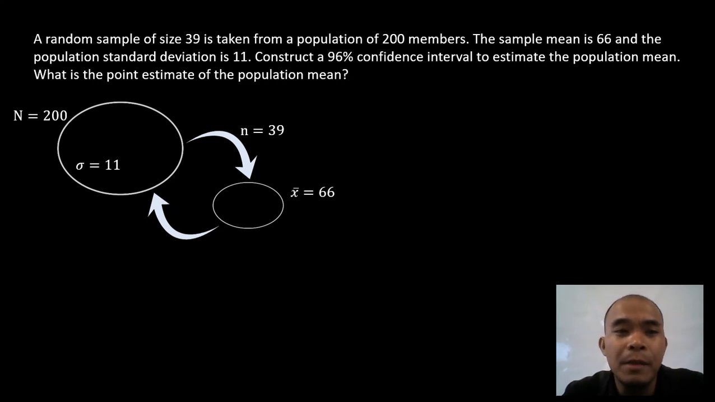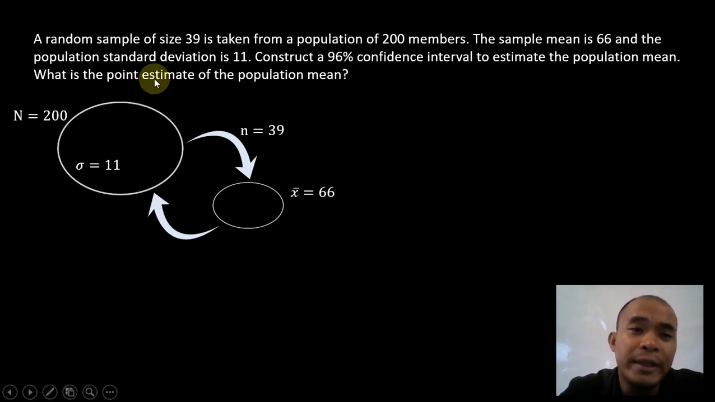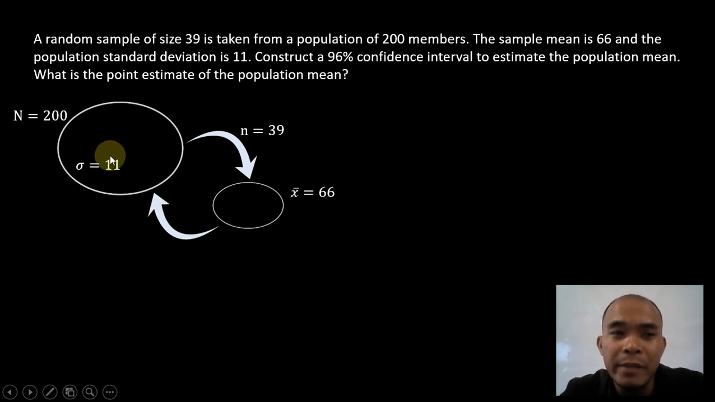And then what is the point estimate of the population mean? Simply saying here, the point estimate is the 66. We're using the 66 to predict the value of our population mean.